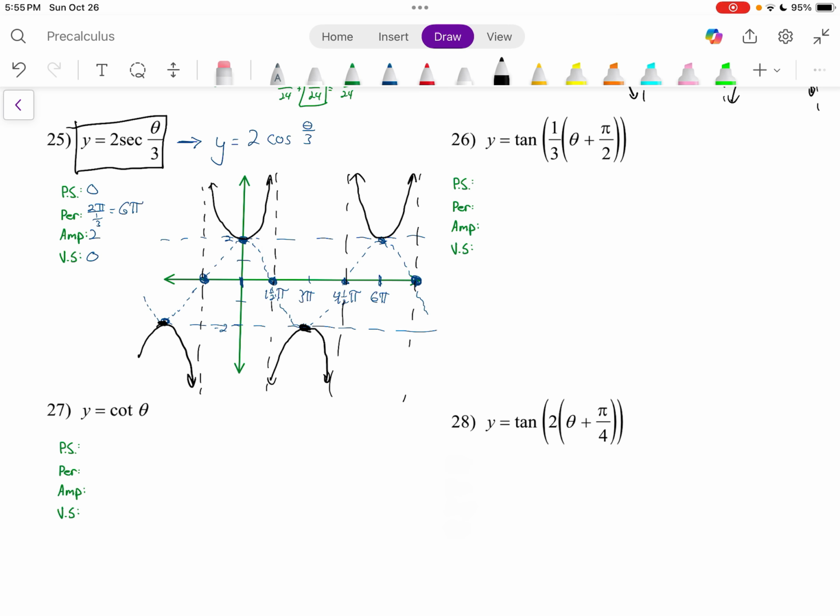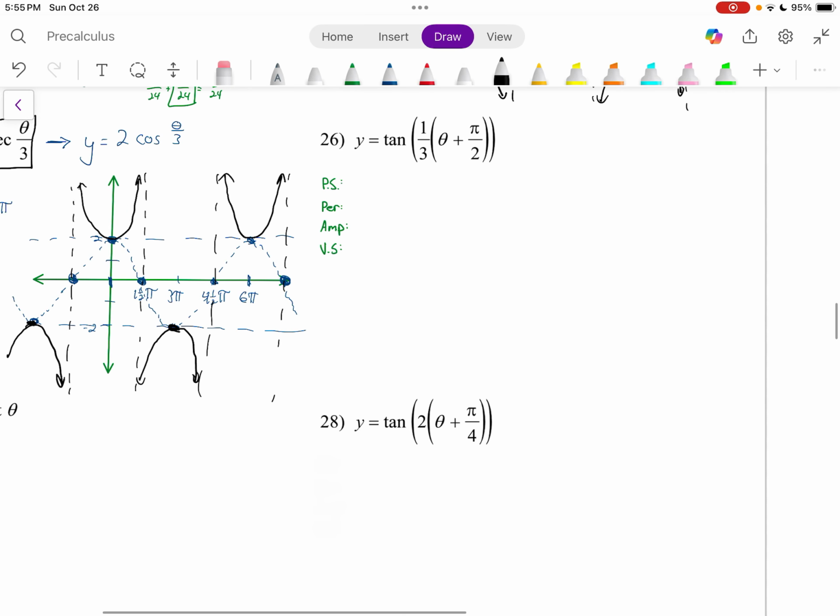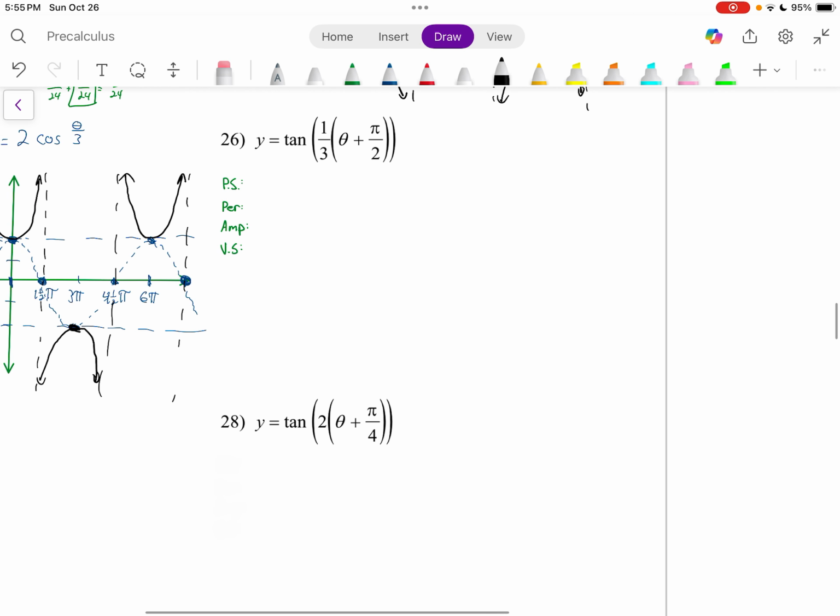All right, 26. This looks like it could be interesting here. We have a phase shift of left pi over 2. We have a period of our normal period, which is pi. For tangent, normal period's pi divided by 1/3, which is 3 pi. Amplitude and vertical shift are not applicable there. So let's go ahead and draw in our x-axis. We're not going to put the y-axis in quite yet.